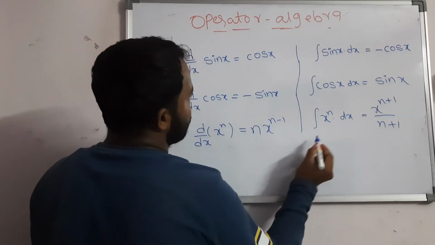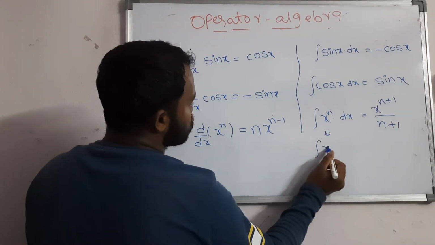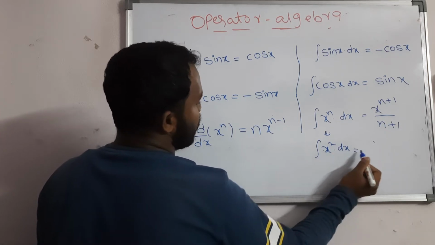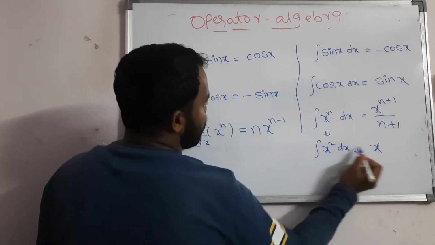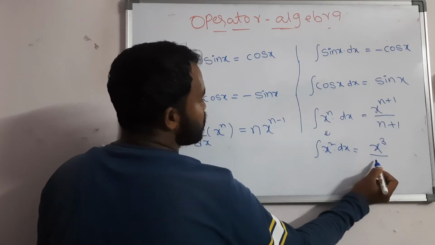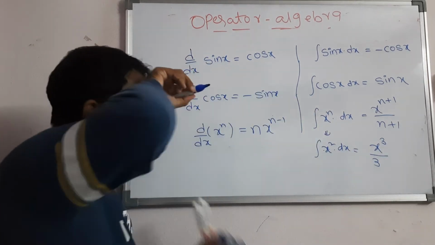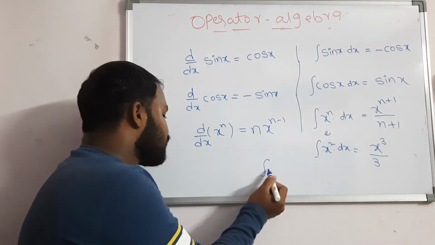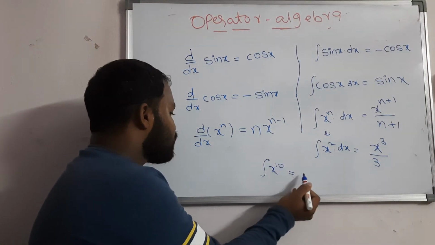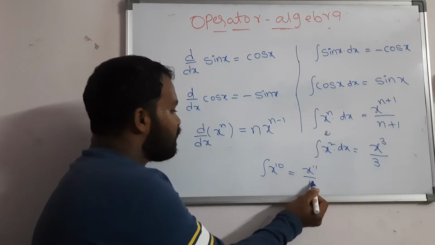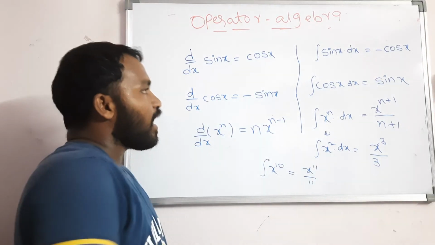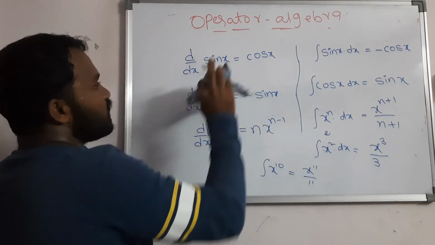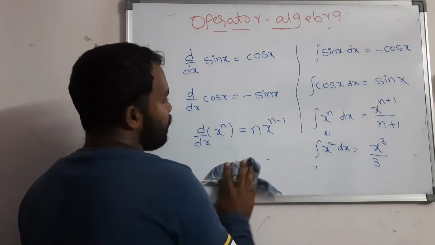Now for integration I will write. Integration of x square, how will you write? You should write x to the power of 2 plus 1 is 3, by 2 plus 1 is 3. So the integration of x square is x cube by 3. If I give you integration of x power 10, what is the answer? X power 11 by 11, you should write. All these are basic, fundamental formulas which they will use in the operators concept.